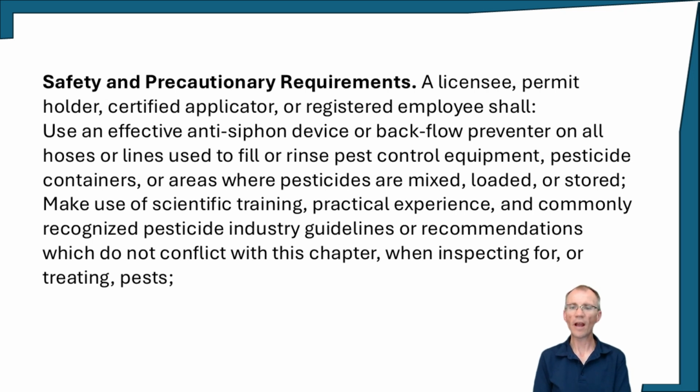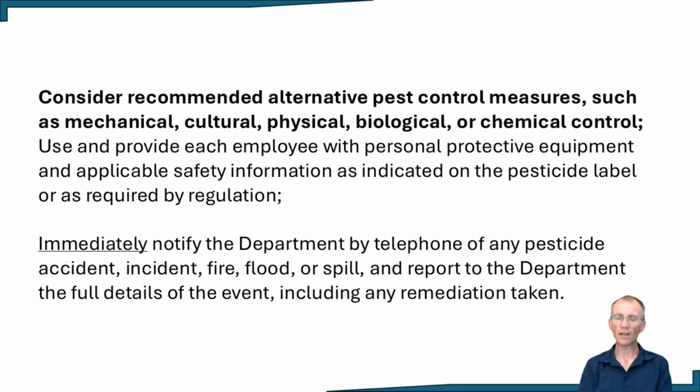Safety and precautionary requirements. A licensee, permit holder, certified applicator, or registered employee shall use an effective anti-siphon device or backflow preventer on all hoses or lines used to fill or rinse pest control equipment, pesticide containers, or areas where pesticides are mixed, loaded, or stored. Make use of scientific training, practical experience, and commonly recognized pesticide industry guidelines or recommendations which do not conflict with this chapter when inspecting for or treating pests.